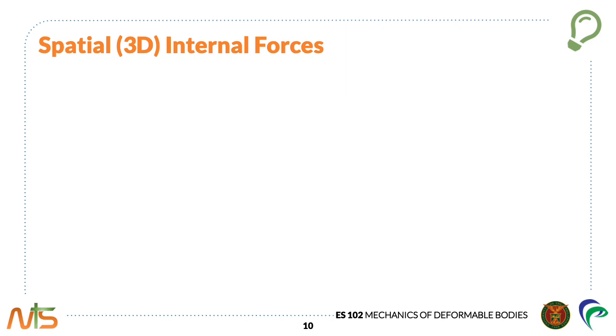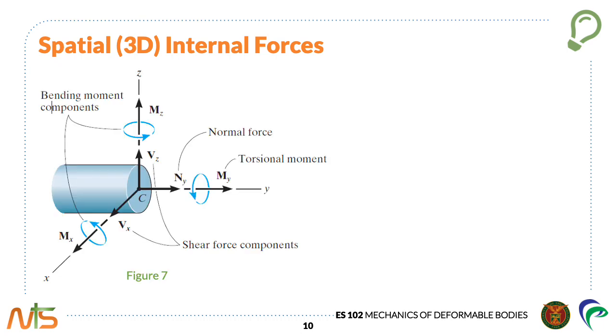In 3 dimensions, a general internal force and coupled moment resultant will act at the section. The XYZ components of these loadings are shown in figure 7. Here, Ny is the normal force since it acts perpendicular to the cross section. And Vx and Vz are shear force components since they act parallel to the cross section.